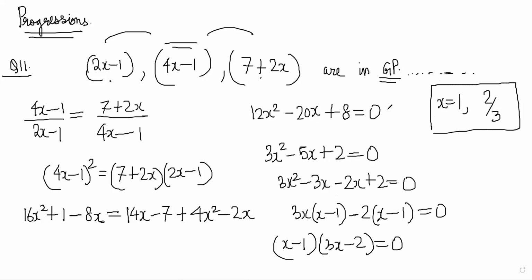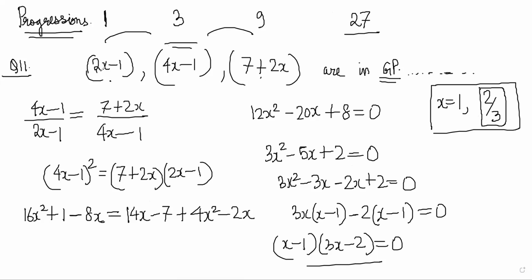The possible values of x, you have found out 1 already. When you put x is equal to 1, this becomes 1, this becomes 3, and this becomes 9, right? And the other number now should be 27, which you could not see in the options, right? But clearly you could not have ever guessed 2 by 3, right? Obviously 2 by 3 will come only if you solve it like this. So you just had to solve the quadratic, okay?